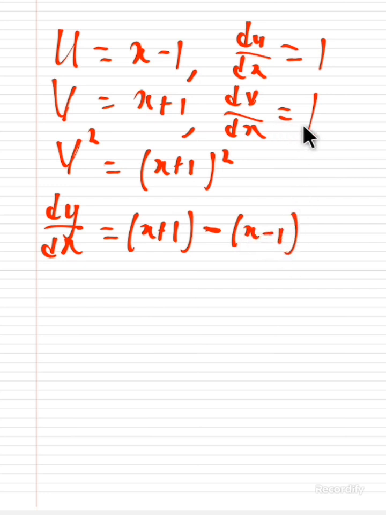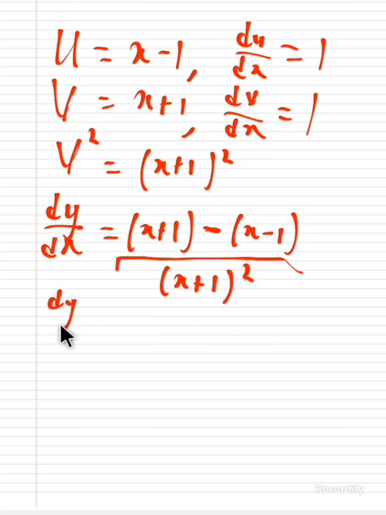Multiplied by our dv dx, which is 1. So I'm still going to have x minus 1, okay? All over v squared. This is our v squared, that is x plus 1 squared. So I'm having x plus 1 squared.